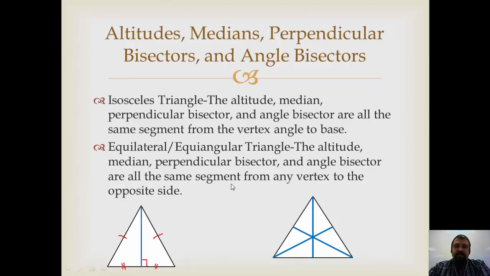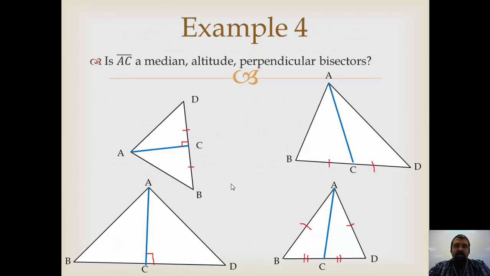Alright, so the last example we'll be doing is example 4. Is segment AC a median, altitude, or perpendicular bisector?